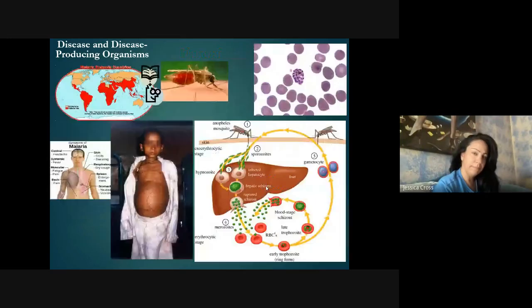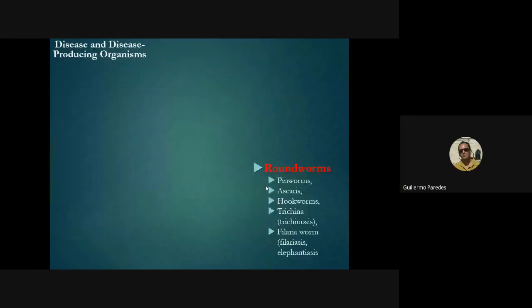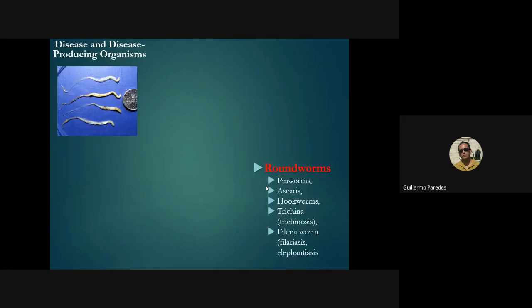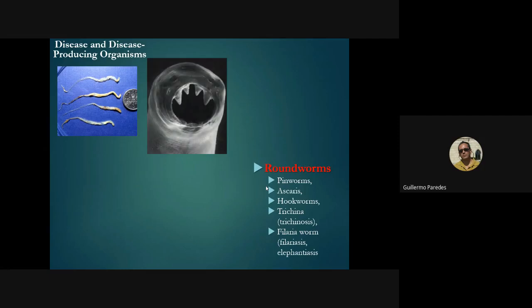All right, so parasitic worms. We have different worms: Ancylostoma, Strongyloides, Oxyuris, Ascaris lumbricoides, Hymenolepis, whatever, a lot. And we are going to see that this is the Ascaris lumbricoides. This is the mouth of the Taenia saginata, Taenia solium. So there are different parasites.